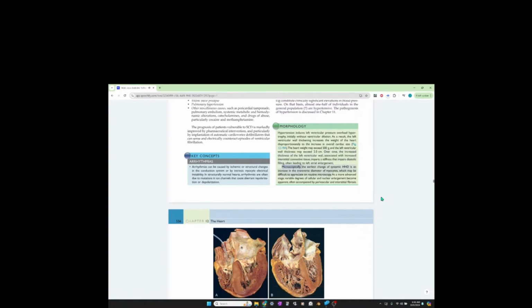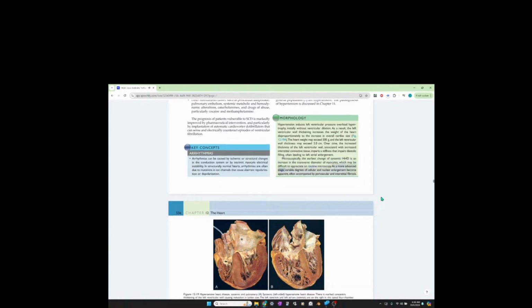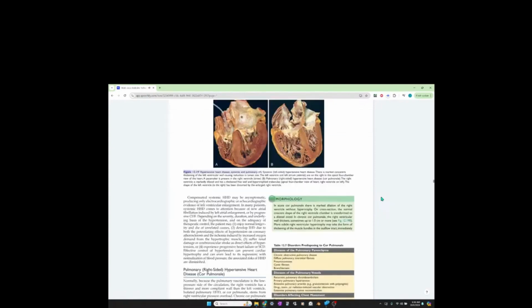Microscopically, the earliest change of systemic HHD is an increase in the transverse diameter of myocytes, which may be difficult to appreciate on routine microscopy. At a more advanced stage, variable degrees of cellular and nuclear enlargement become apparent, often accompanied by perivascular and interstitial fibrosis.